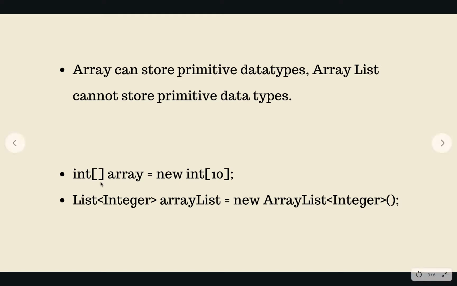The other difference is array can store primitive data types. That means, like shown below, it can store primitive data types like int, whereas an array list cannot store an int value. It should be an Integer value. Similarly, you can have a char array, whereas in array list you can't have a char array. You can just do string arrays. We will see that with an example.